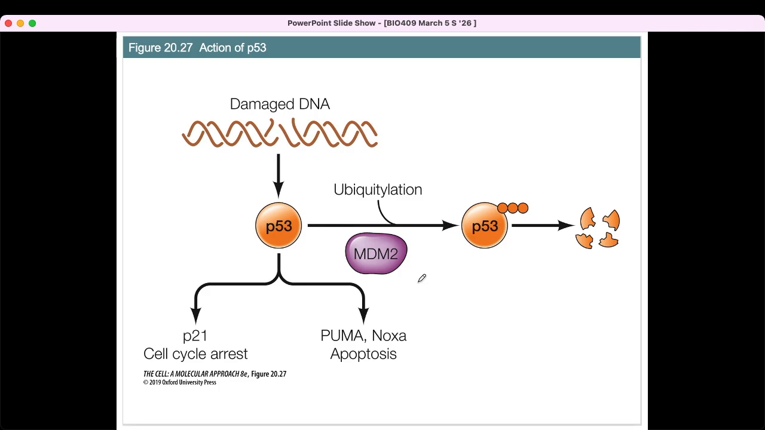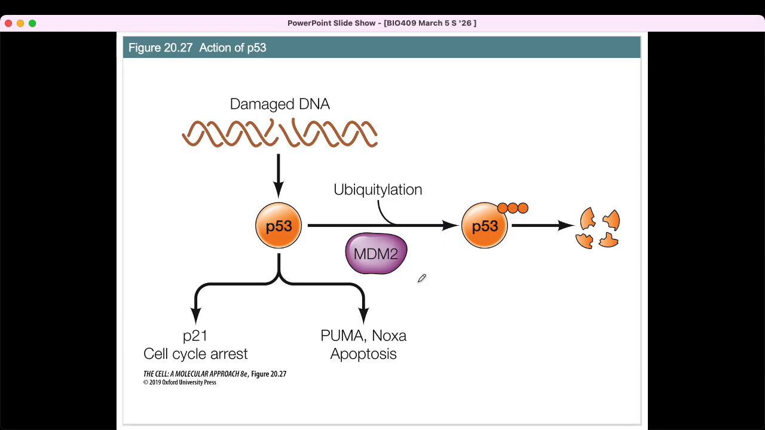Because again, if you start copying damaged DNA, it becomes a permanent thing. You can't fix it once it's been copied. So this just emphasizes that we're not going to let you hang out here very long, because there's something wrong, and we're just going to have you go through program cell death.